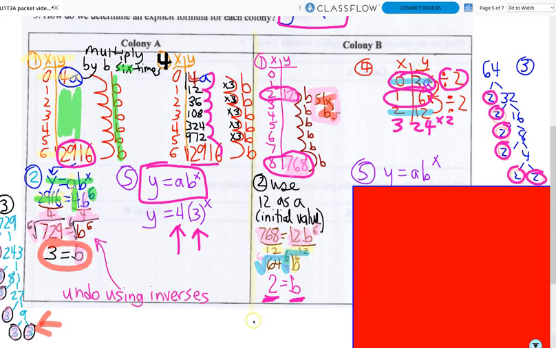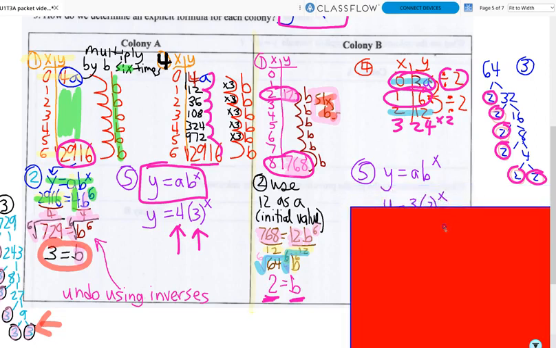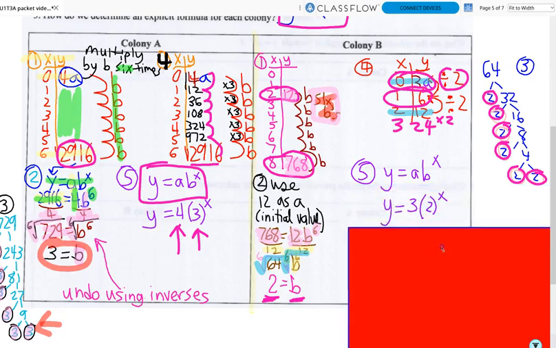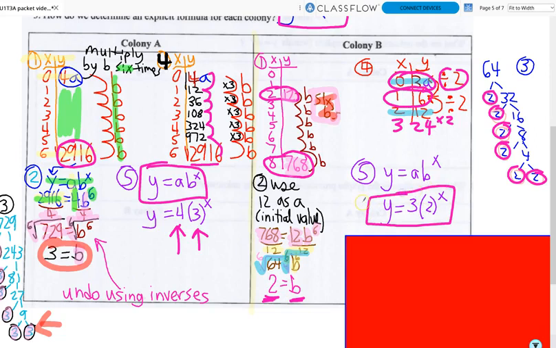And now I have all of the information I need to fill in for my explicit equation. Y equals a is 3, b is the growth value of 2. So this is going to be your final answer for colony B.